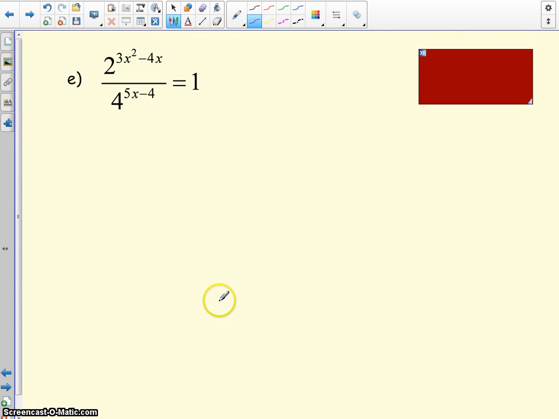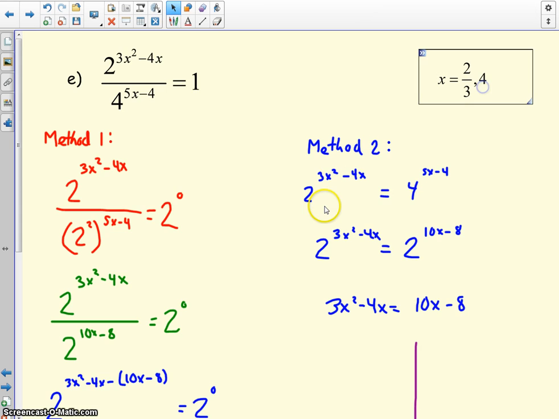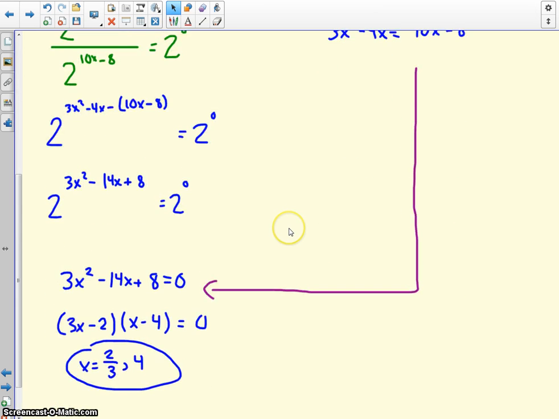Okay, last one. I'd like you guys to try this one on your own first, and push play when you're ready to go through the answer together. Alright, so you can take a look and check your answer here. You should have gotten 2 over 3 and 4 for your answers.